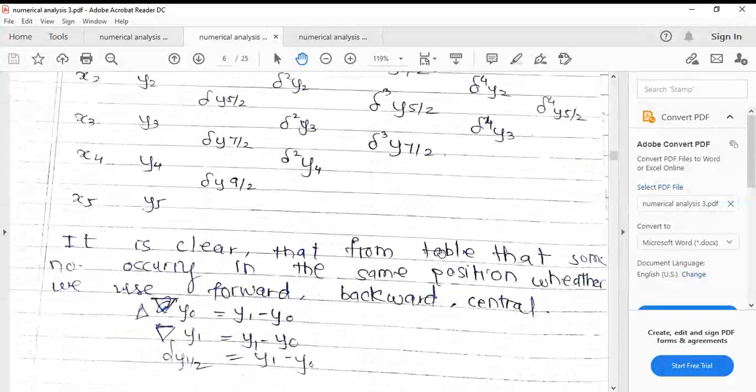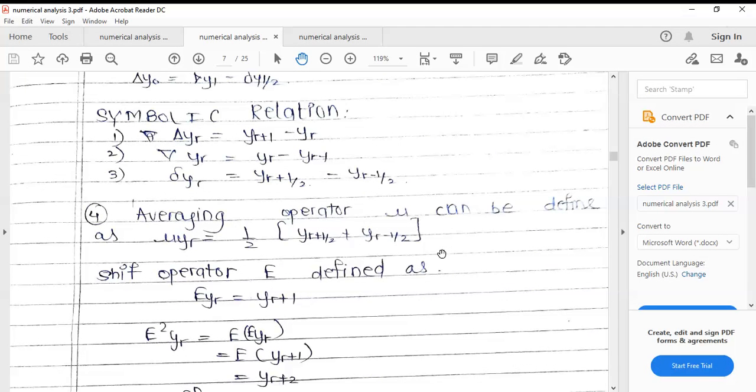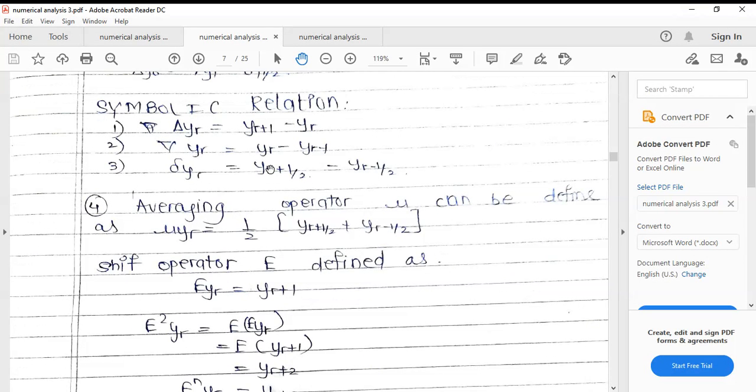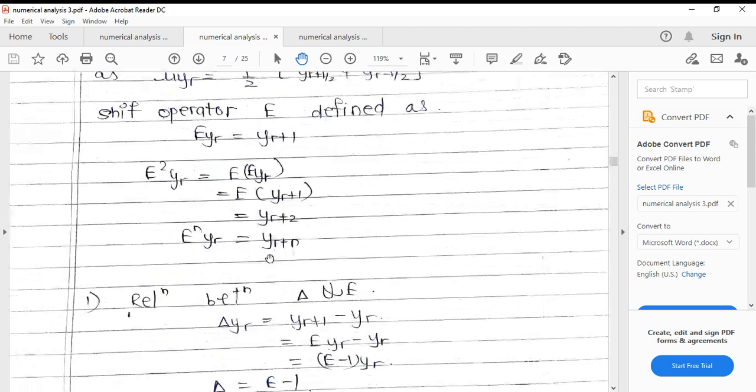Next we can have the symbolic relations between the operators, that is, delta y will be y plus 1 minus y, and nabla y is y minus y minus 1. That is, for the backward difference, from the next value we have to subtract the previous one. So this is the formula for the central difference operator, y plus half minus y minus half. Similarly, the averaging operator is 1 by 2 of y plus half plus y minus half. As you are a student of statistics, you can understand what the averaging operator is.